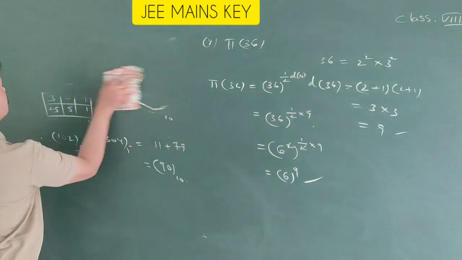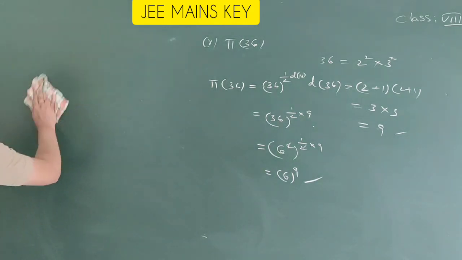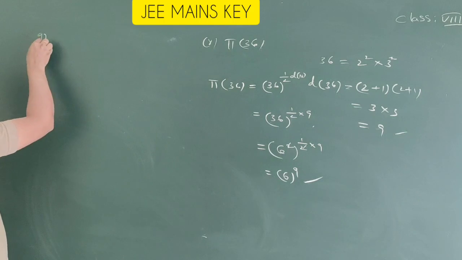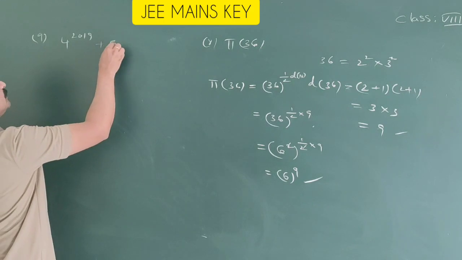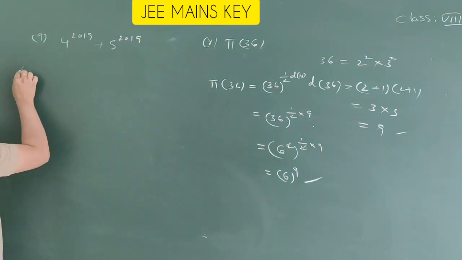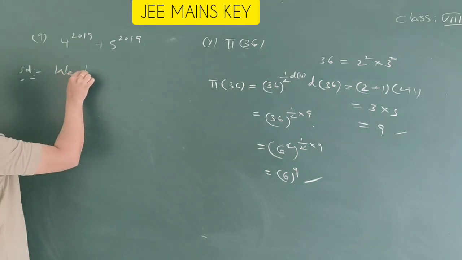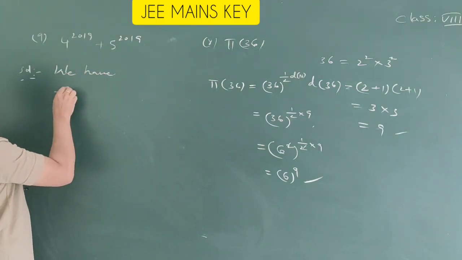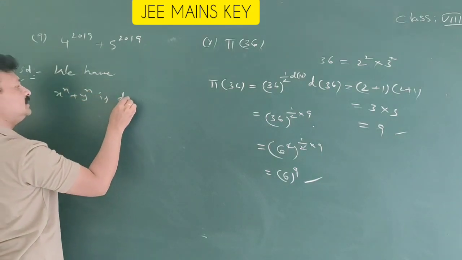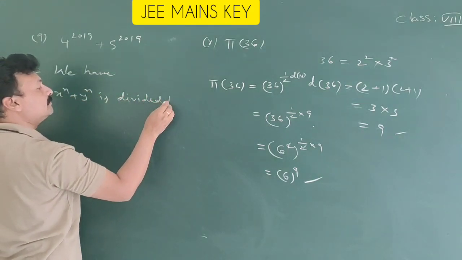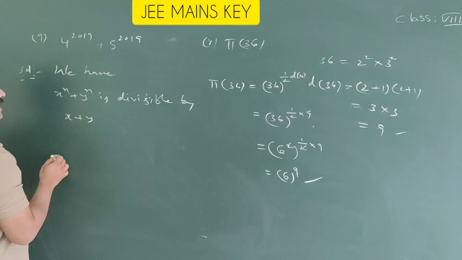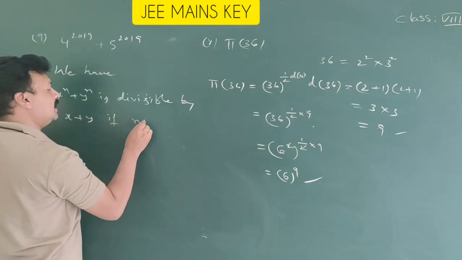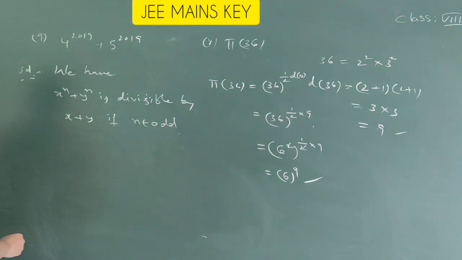Next, ninth one. Here 4 power 2019 plus 5 power 2019. We have the rule: x power n plus y power n is divisible by x plus y if n is odd.